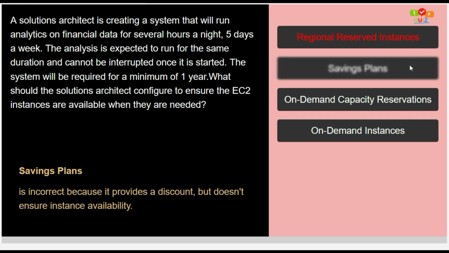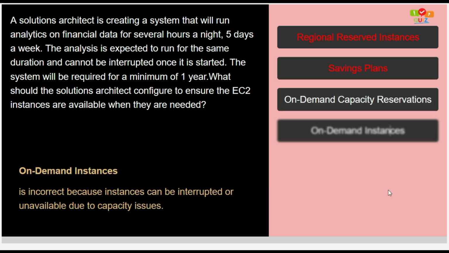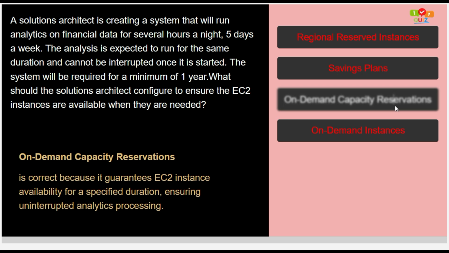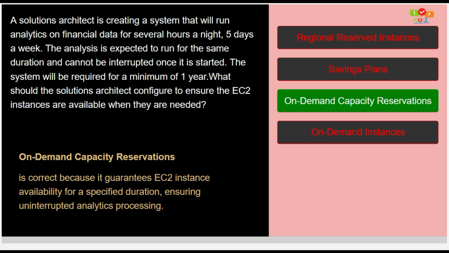Option 2, savings plans, is incorrect because it provides a discount but doesn't ensure instant availability. So option number 2 is also wrong. Option 4, on-demand instances, is incorrect because instances can be interrupted or be unavailable due to capacity issues. So option number 4 is also wrong. On-demand capacity reservations, which is option number 3, is correct because it guarantees EC2 instance availability for a specified duration, ensuring uninterrupted analytics processing. So your option number 3 is the correct answer.